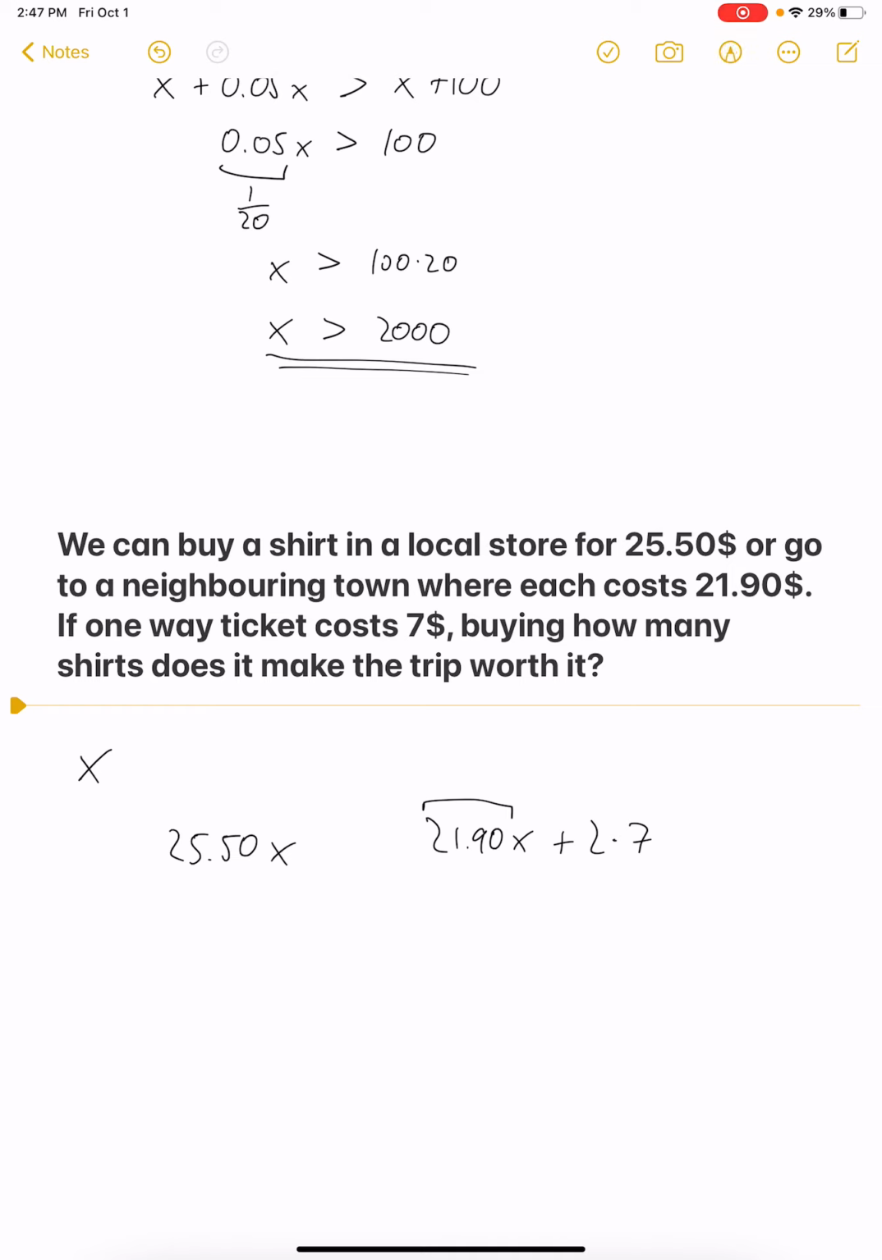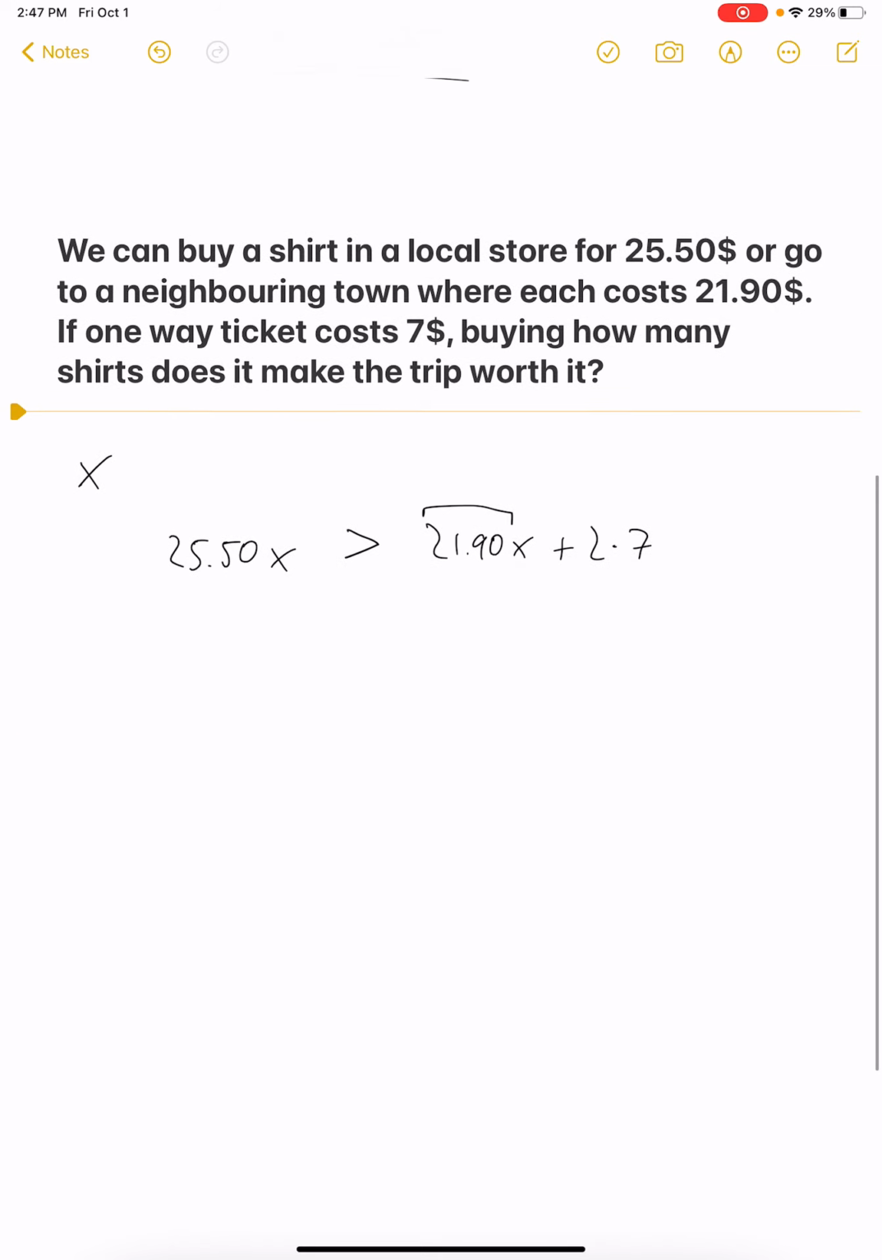And the problem is asking us for which X will the trip be more convenient. That means we will pay less money for the shirts in the second option. So we will start by subtracting $21.90X from both sides of the equation. So it's $25.50X minus $21.90X must be bigger than 2 times 7, which is 14.